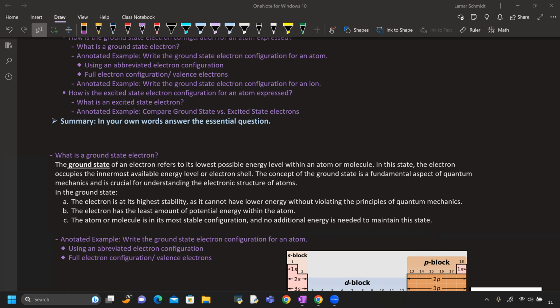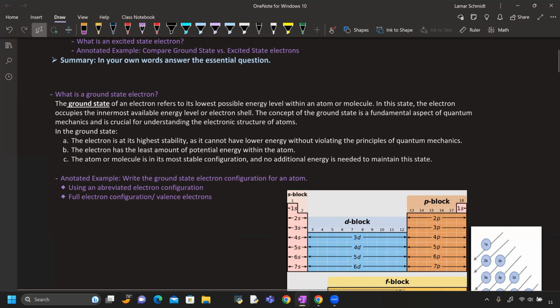So what we're going to do is also write an annotated example for how to write the electron configuration for an atom. And I'm going to do this a couple ways. I want to use an abbreviated electron configuration, the full electron configuration, and then you may be asked to write the electron configuration just for valence electrons, and I just want to make sure you understand the difference between writing the full electron configuration and those of just the valence electrons. So let's go ahead and get started.